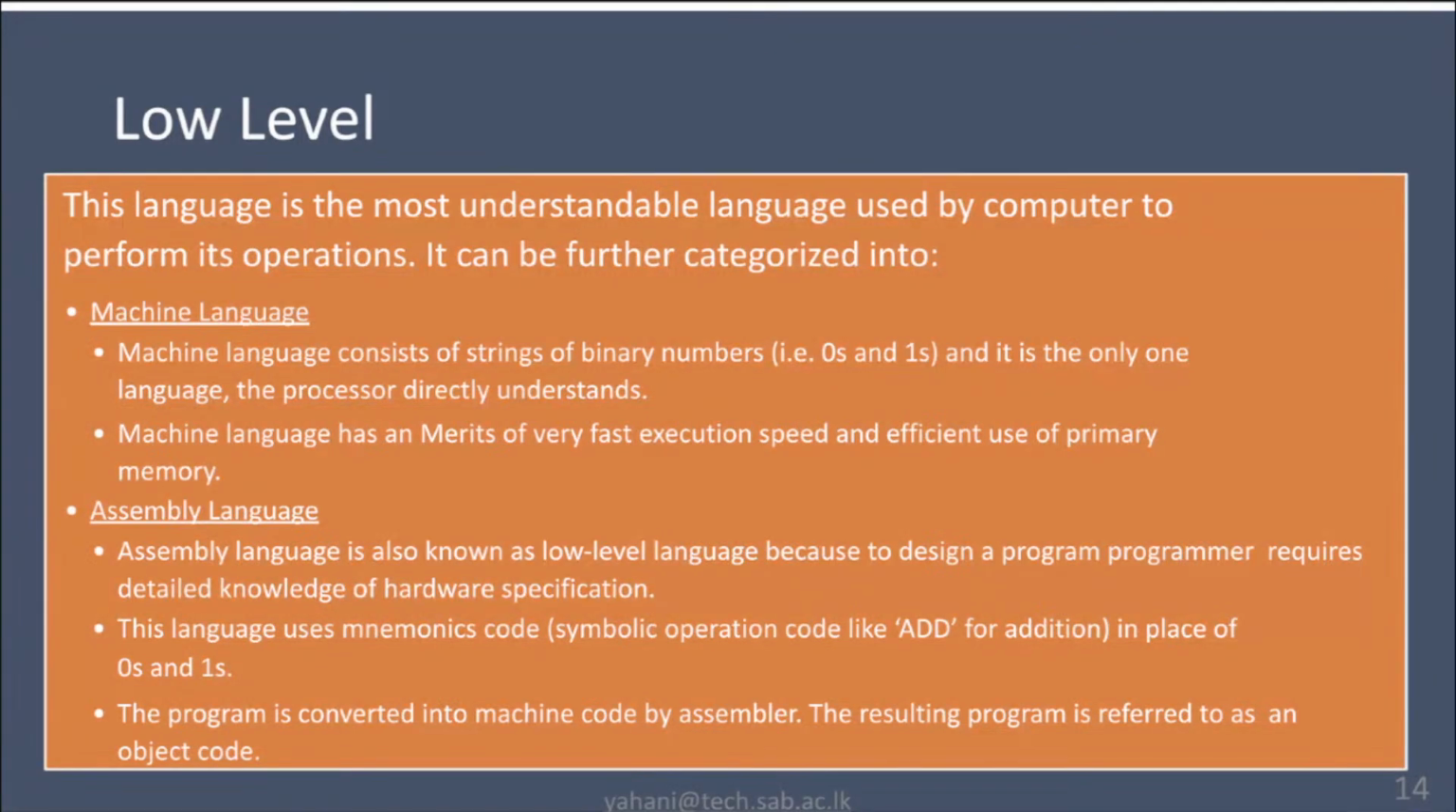Then this language uses mnemonic codes in place of zeros and ones. Then the program is converted into matching code by an assembler. So this is not machine language. If we create software with assembly language, it is not in machine language, so we have to convert that assembly software to machine language. So this is slower than our machine language.